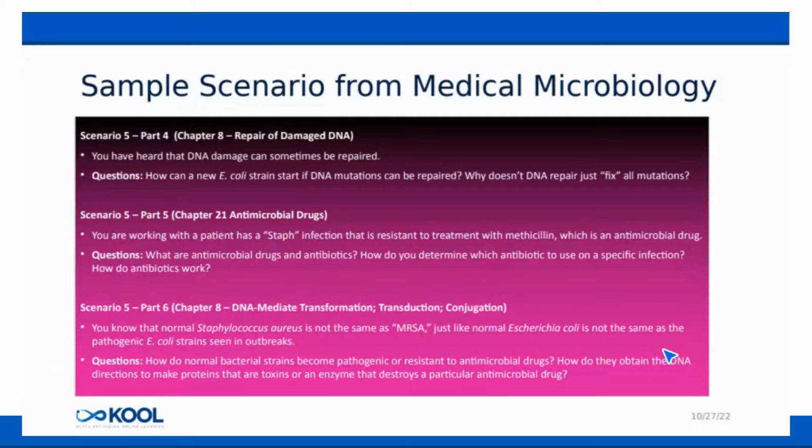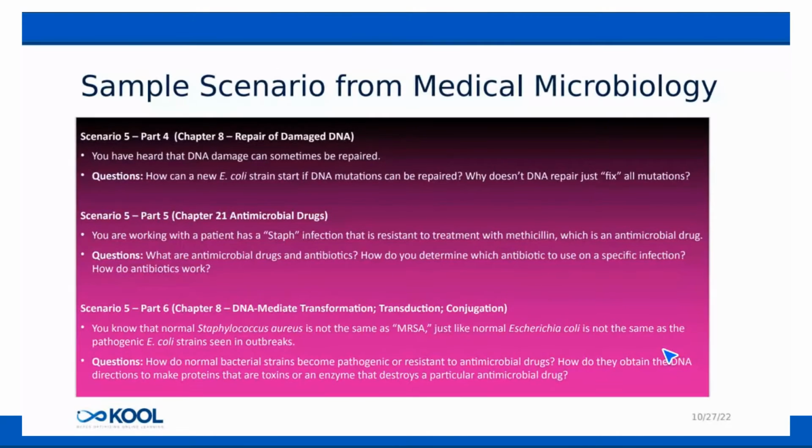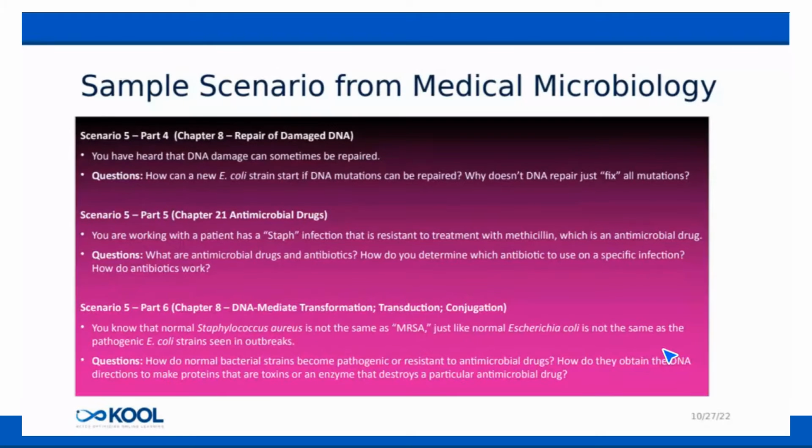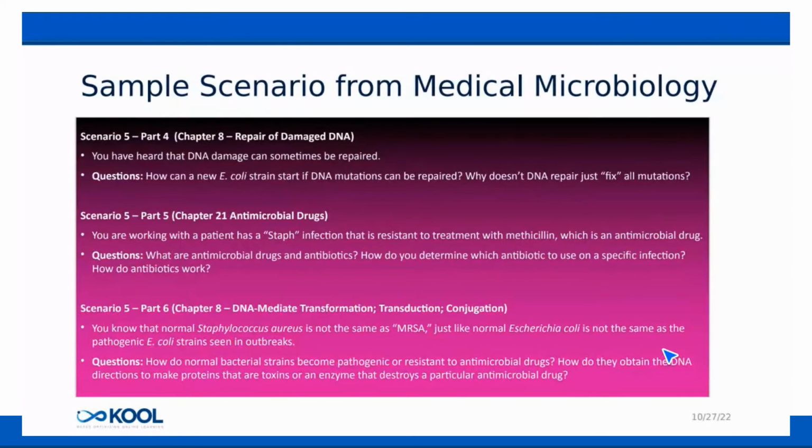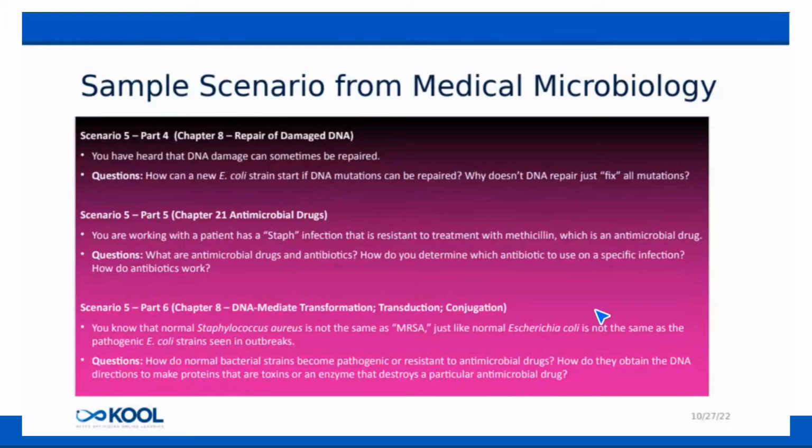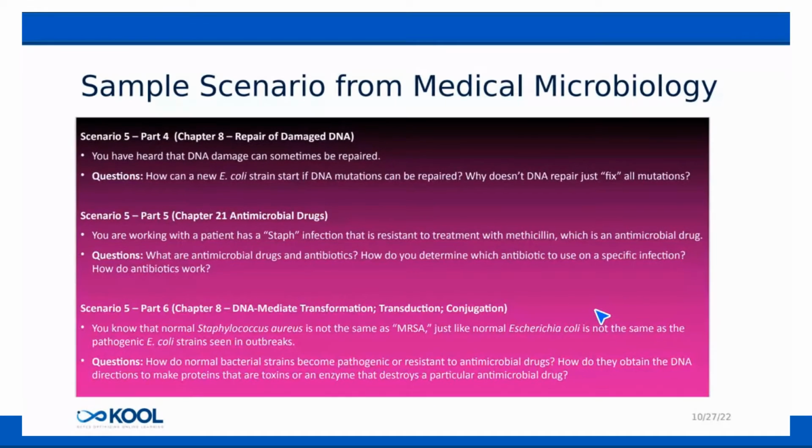So when we got back to that last piece, it was that normal Staph aureus is not MRSA, just like normal E. coli in your gut is not the one that makes you sick. So how did that work? It pulled it all together, and they finally were looking at it in such a way that they could see where this was going to come together. Okay.